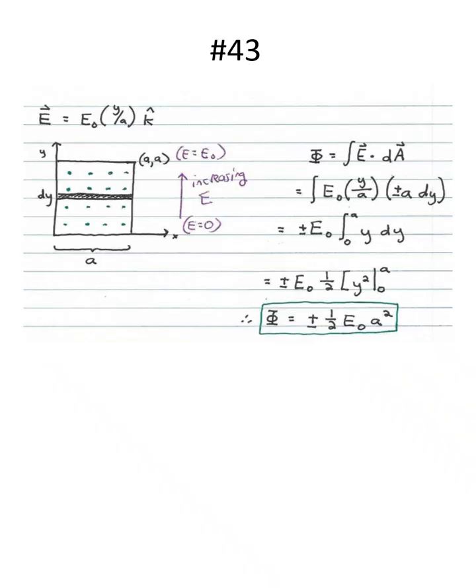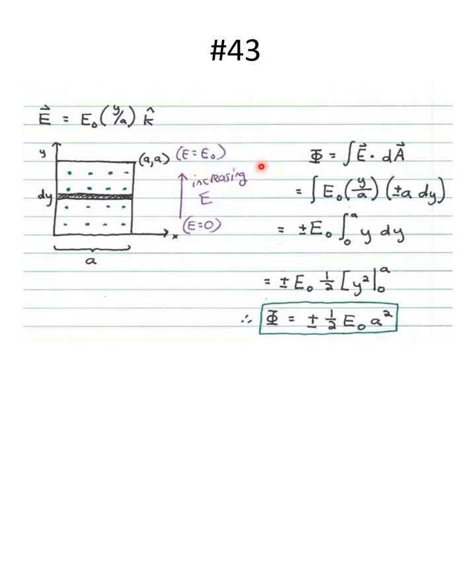Number 43, time for a little bit of calculus. An electric field is given by E vector is E naught times y over a k hat, where E naught and a are constants. Find the flux through the square in the xy plane bounded by the points, and it's basically a square that starts at the origin that goes out to a, a.